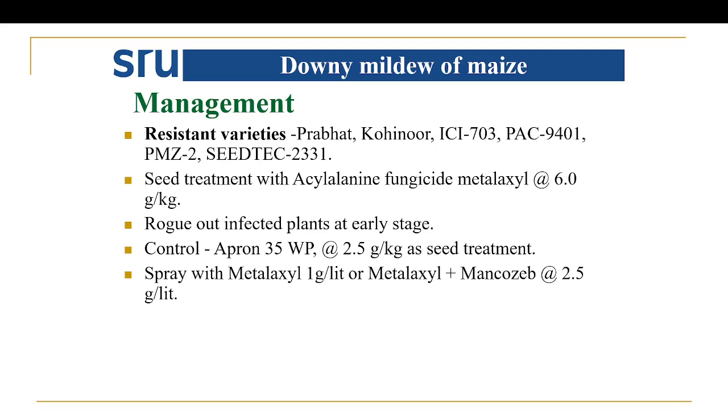Coming to management, here resistant varieties like Prabhat, Kohinoor, ICL, PAC 9401, PMZ2 and CTEC 2331 are the available resistant varieties. Then we can also go for seed treatment with metalaxyl at the rate of 6 gram per kg. Rogue out the infected plants at the early stage of infection. Can control with Apron 35 WP at the rate of 2.5 gram per kg as a seed treatment. Spray with metalaxyl or metalaxyl plus mancozeb at the rate of 2.5 gram per liter of water. So this is regarding integrated management of brown stripe downy mildew in maize.